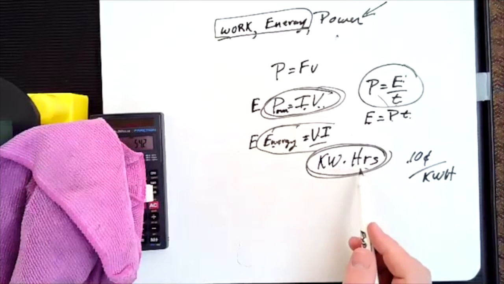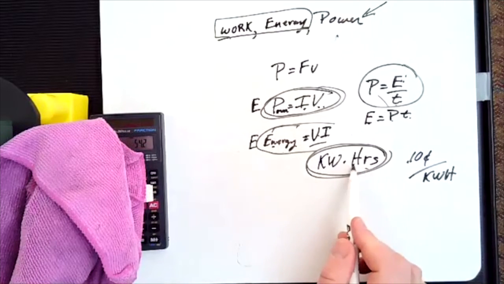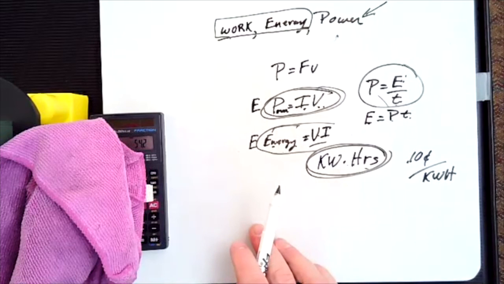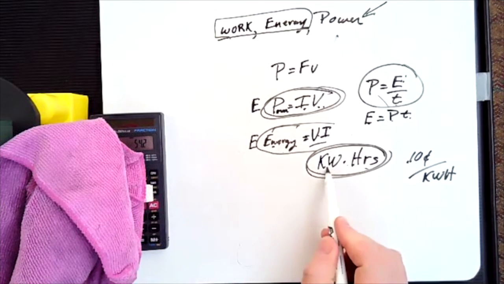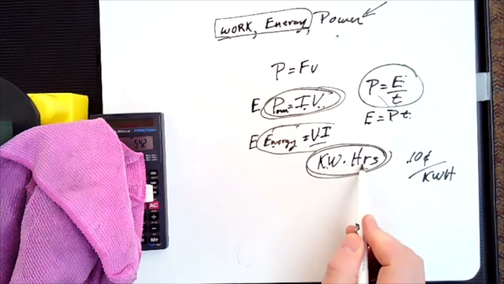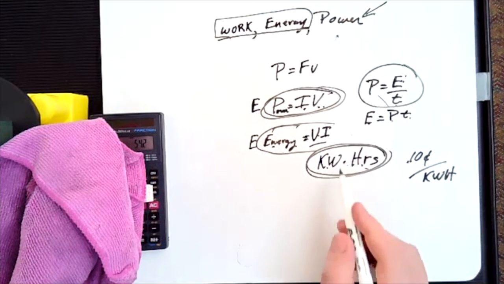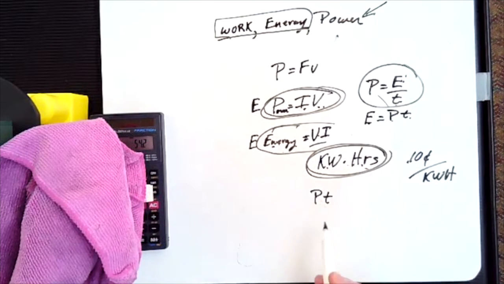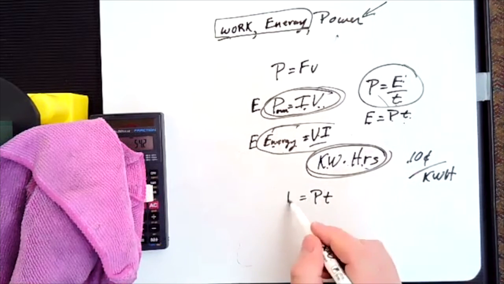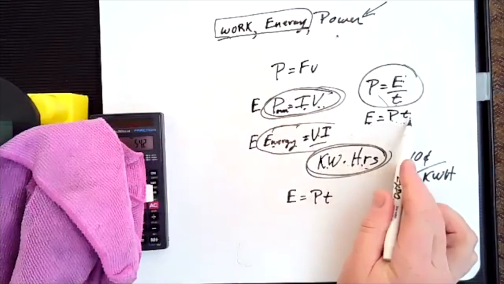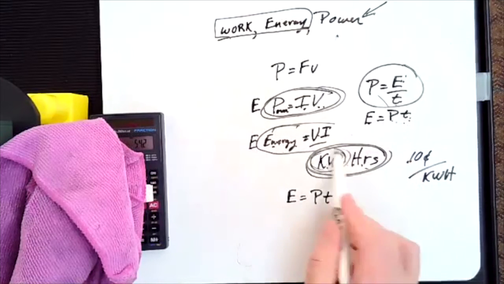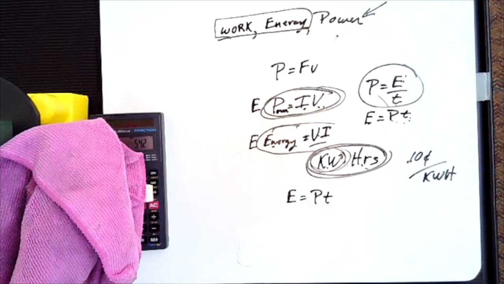Kilowatt hours. What is that unit? Would that be an energy unit, or would that be a power unit? Why? This one, a kilowatt, is a unit for power, right? And this is a unit for time. So this is power times time. What's power times time? It's energy, right? Energy is power times time. This is kilowatts, that's a unit of power. It's not the actual unit we use.